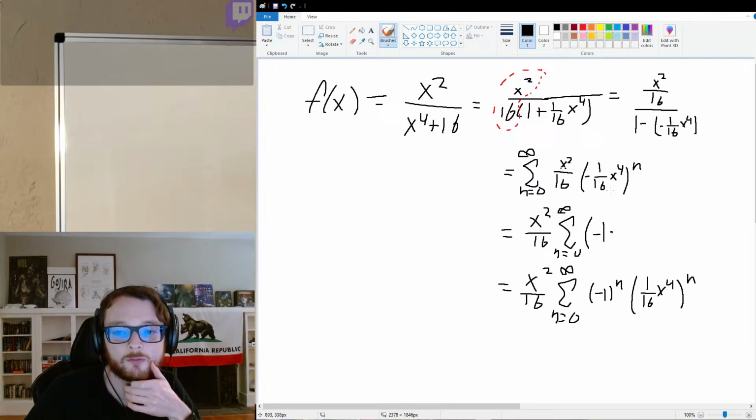So -1 over 16x to the 4th is equal to -1 times 1 over 16x to the 4th, all to the n. And then I distributed the n to the -1 and the n to this entire thing here.